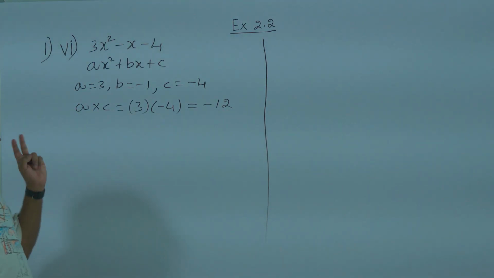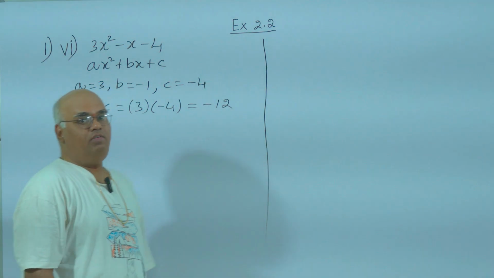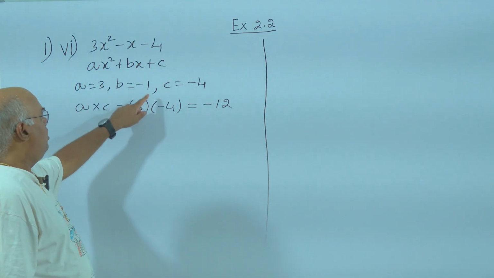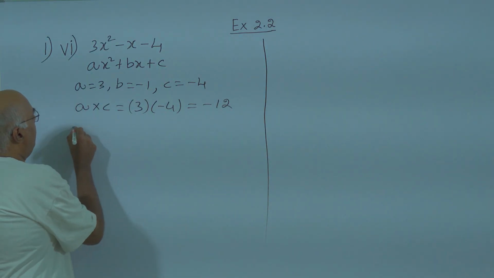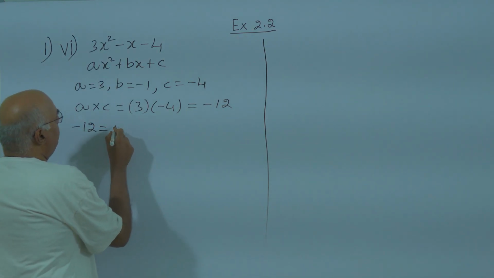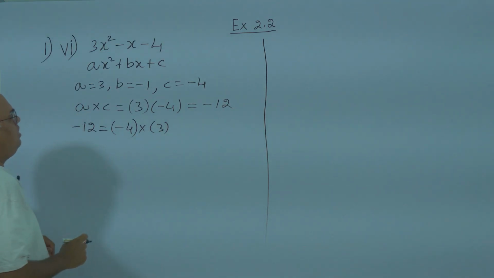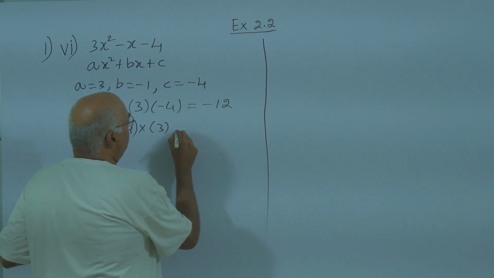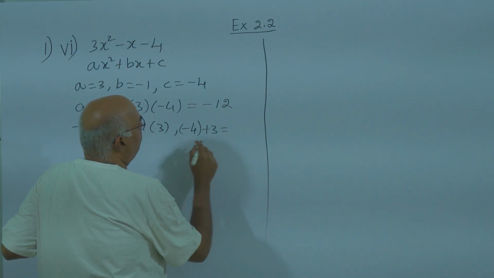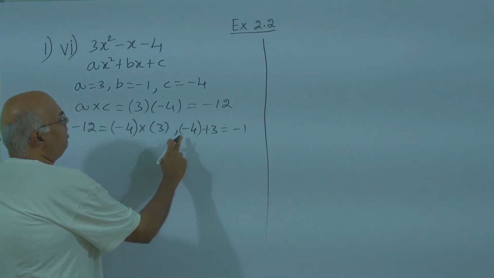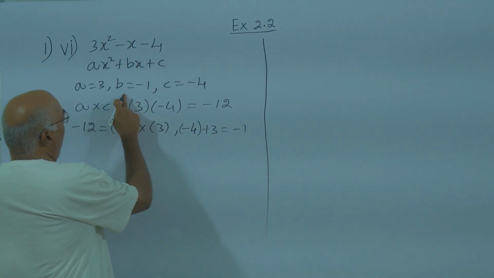Now I will select two factors of minus 12 in such a way that on adding those two factors I should get the value of b. The value of b is minus 1. So when I add the two factors of minus 12 I should get minus 1. So I will write minus 12 as minus 4 into 3. Minus 4 into 3 is equal to minus 12. Now if I add minus 4 and 3, minus 4 plus 3 is equal to minus 1, which is nothing but the value of b.